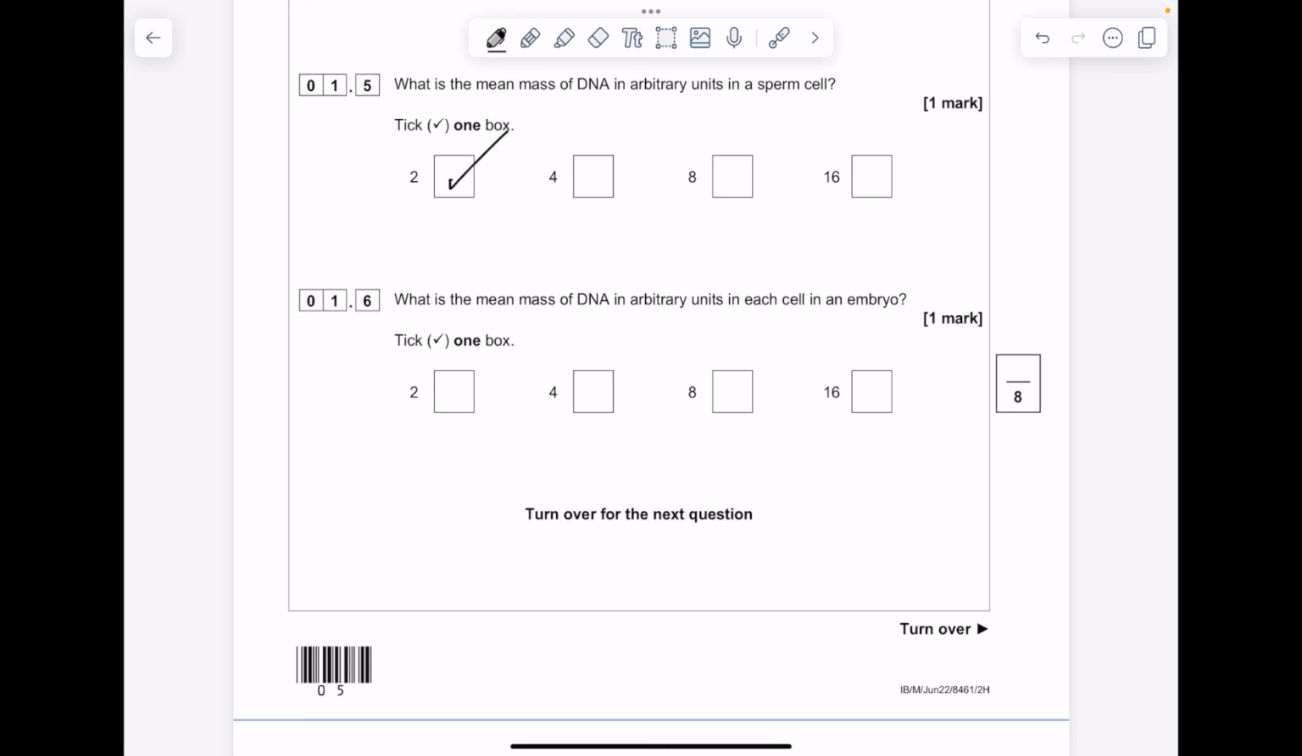What is the mean mass of DNA in arbitrary units in each cell in an embryo? So you need to know that sperm cells are haploid. They contain half the genetic information versus an embryo whose cells will be diploid. So take your answer from the previous part of the question and times it by 2, so the answer here is 4.